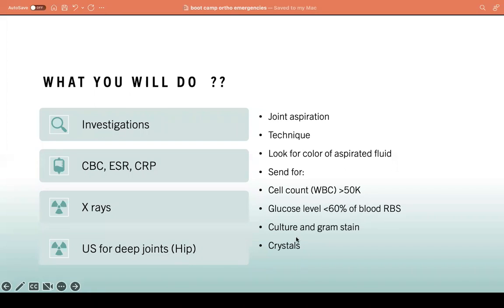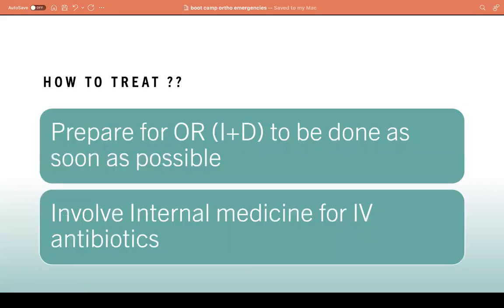If you aspirated a frank pus, or if you have a cell count of 50,000, or you have a positive culture and gram stain, so this is septic arthritis that you need to take the patient to the OR, do irrigation and debridement as soon as possible, and please involve the internal medicine for choice of the IV antibiotics, as most of the patients are comorbid.